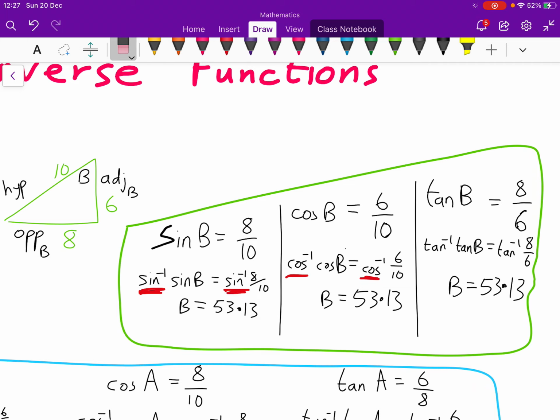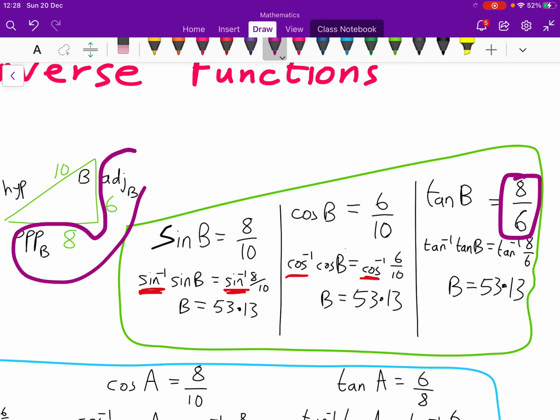Do the same for cos. So again, shift, the cos button, this time 6/10, because cos is 6/10. Should get the same answer, because the angle doesn't change in size, the angle is still the same. And if we use tan, it's opposite over adjacent, so it's 8/6. So we see where we get the 8/6 from. They're coming from the triangle, the 8 and the 6 in the triangle. So that's where they come from.